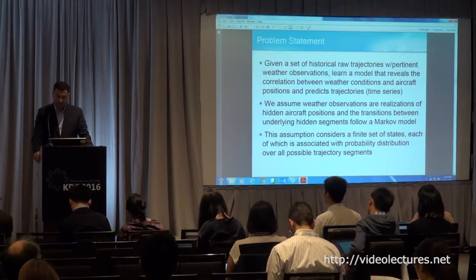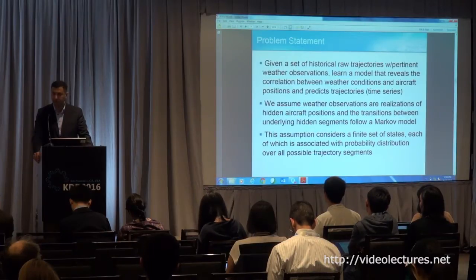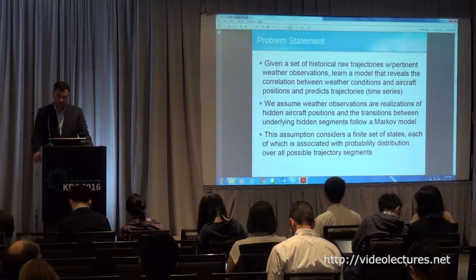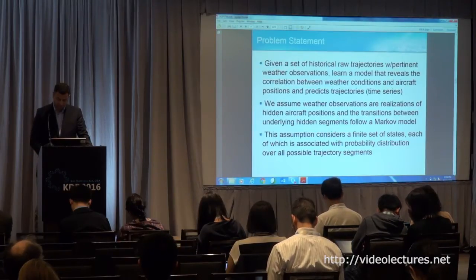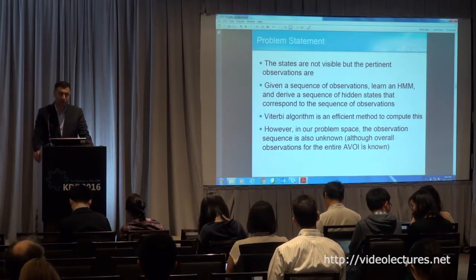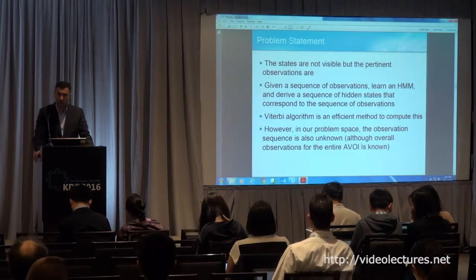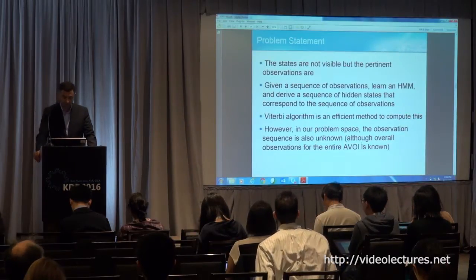This assumption considers a finite set of states, each of which is associated with a probability distribution over all possible trajectory segments. It's a probability distribution, simply. And what we'd like to do is come up with an optimal solution that maximizes that overall probability distribution.